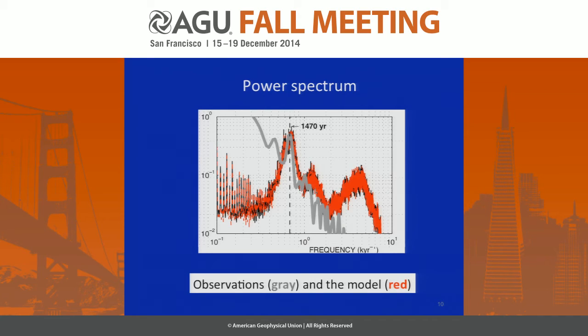We don't capture anything on a longer time scale. We don't have Heinrich events, for instance, and so the model and observations disagree at time scales of 10,000 years, for instance, but at the time scale appropriate for DO events, the agreement is quite nice and accurate.